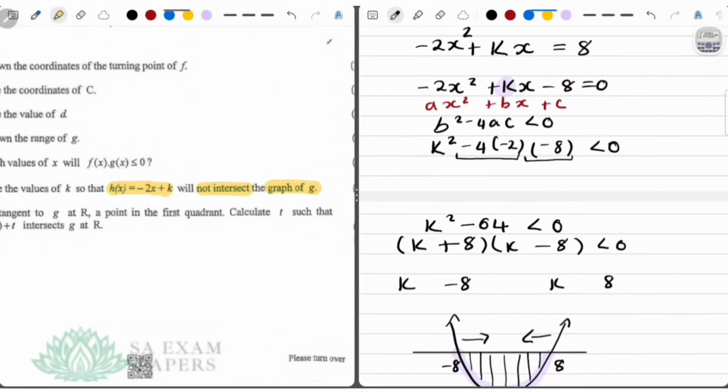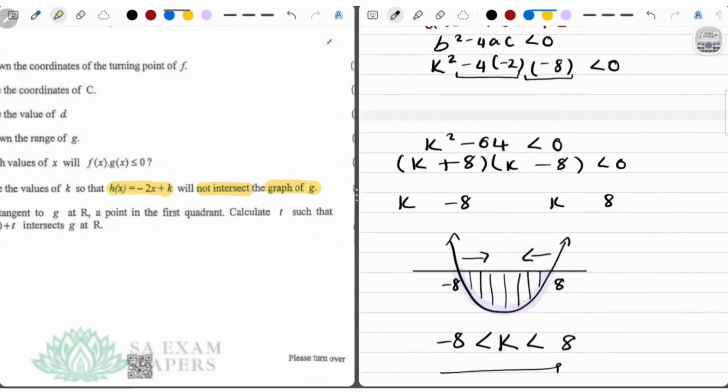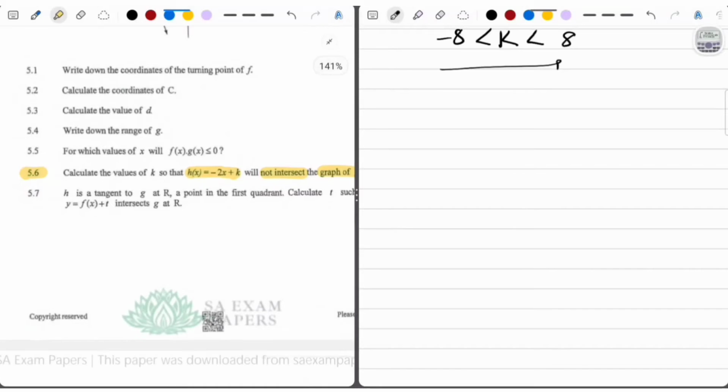You see, you make them equal to each other, kind of like making them intersect. They will form an equation in standard form, and then you manipulate that equation. You find out the values of k, rather, for which they will not have real roots, because when they don't have real roots, they don't intersect. Okay, moving on to the next and the last question for question 5.